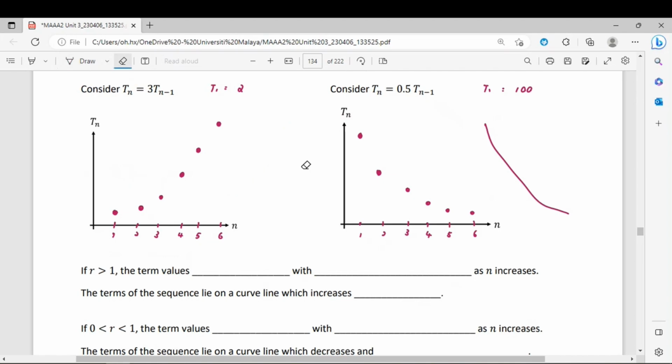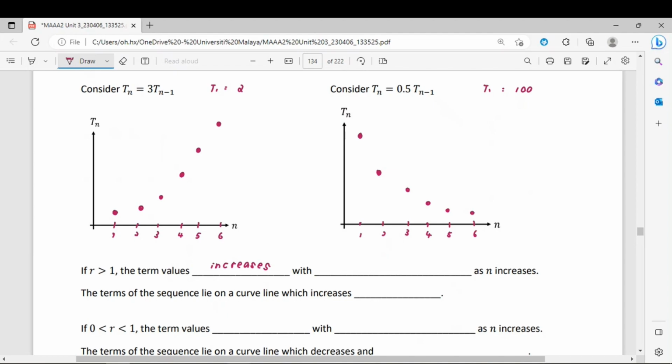Okay, so now how are we going to explain the changes here? For an arithmetic sequence, because it's a straight line, I know that the term is going to increase or decrease by a specific amount, because for a straight line, the gradient is always the same. But in this case, for example, for the first one, if your r is greater than 1, you will realize that your term value is going to increase, because when you multiply by a value greater than 1, the number will keep on increasing. Okay, but how does it increase?